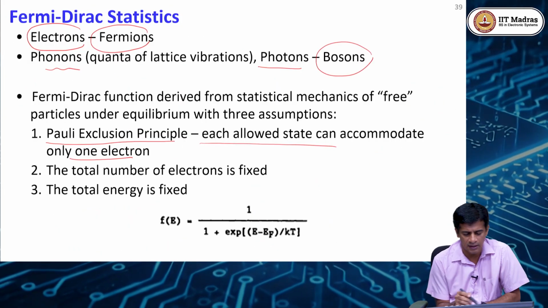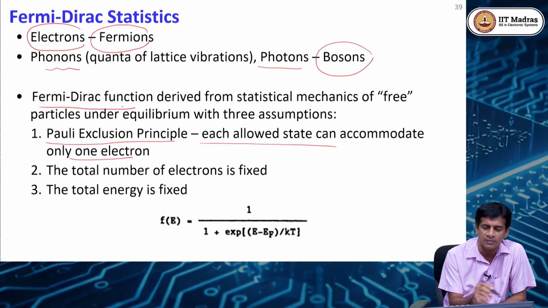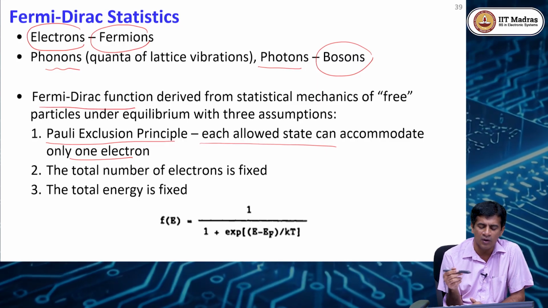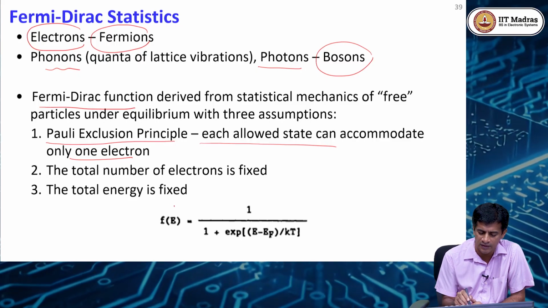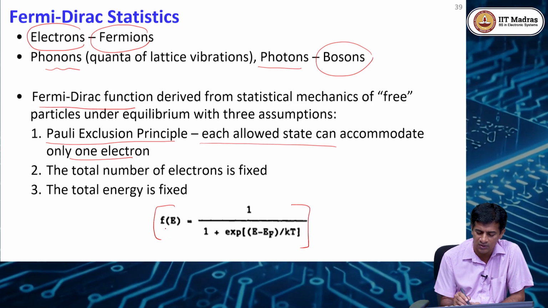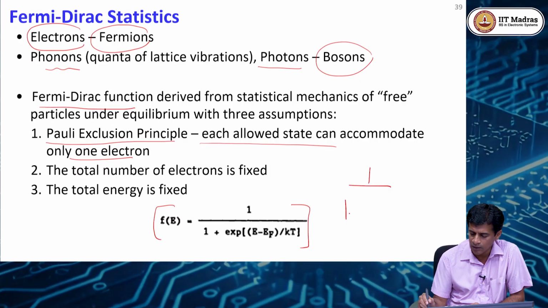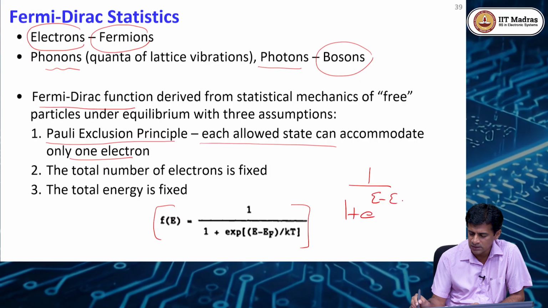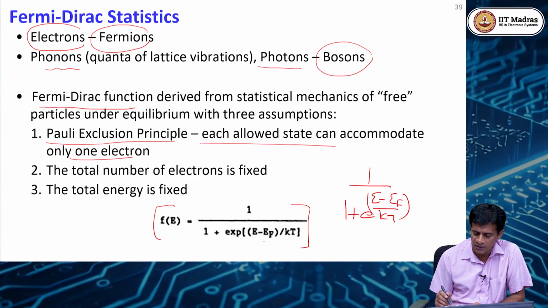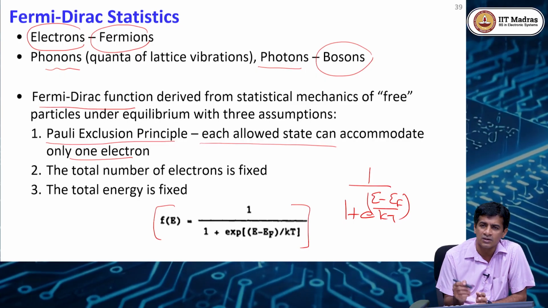So electrons follow something known as Fermi-Dirac statistics. That is the rule these electrons need to follow at any energy level. For example, the probability of finding an electron is this one: f of E is equal to 1 over 1 plus exponential of (E minus EF) by kT. This EF has a name: it is known as the chemical potential, or the Fermi level.